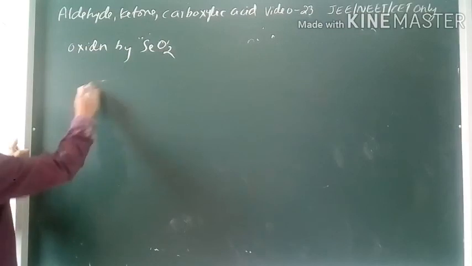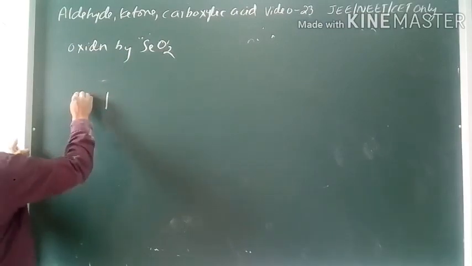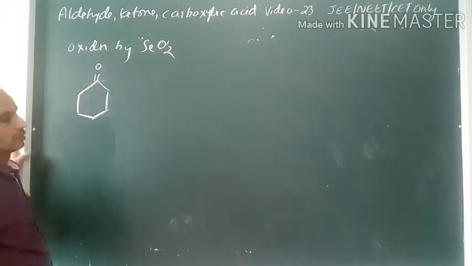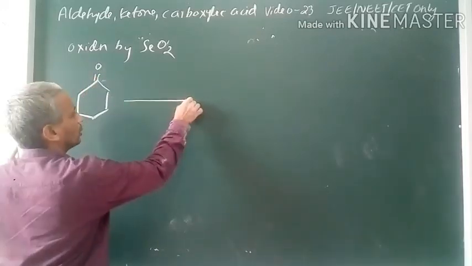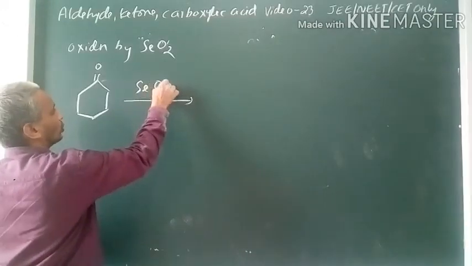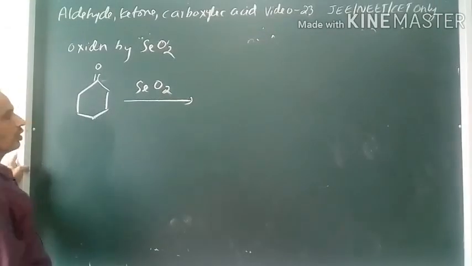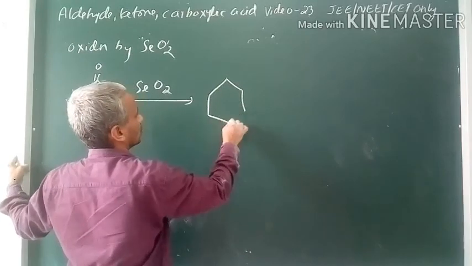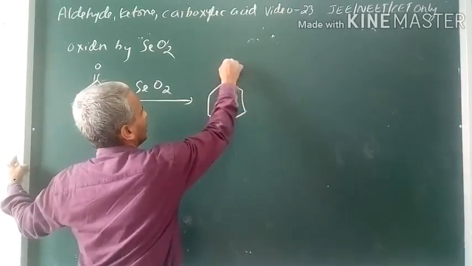Where is this now? Cyclohexanone treated with SeO2, selenium oxide. I am going to get diketone.